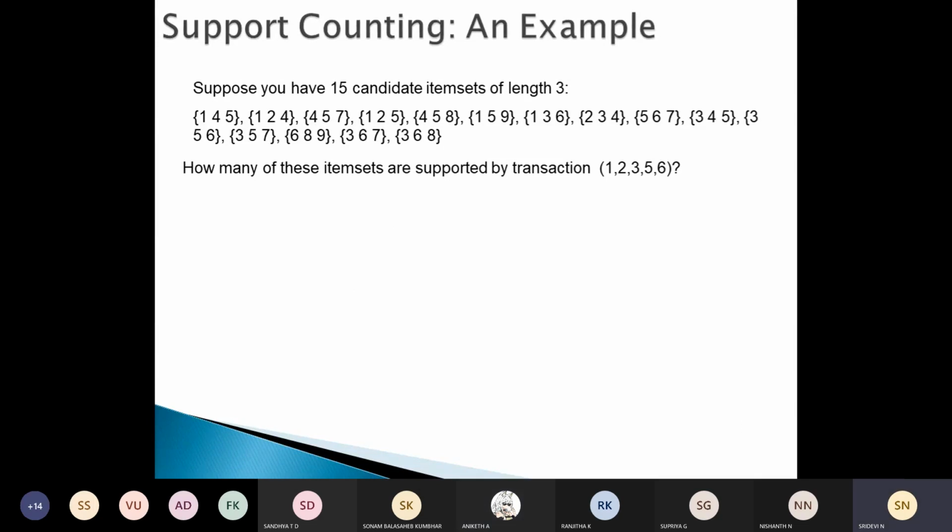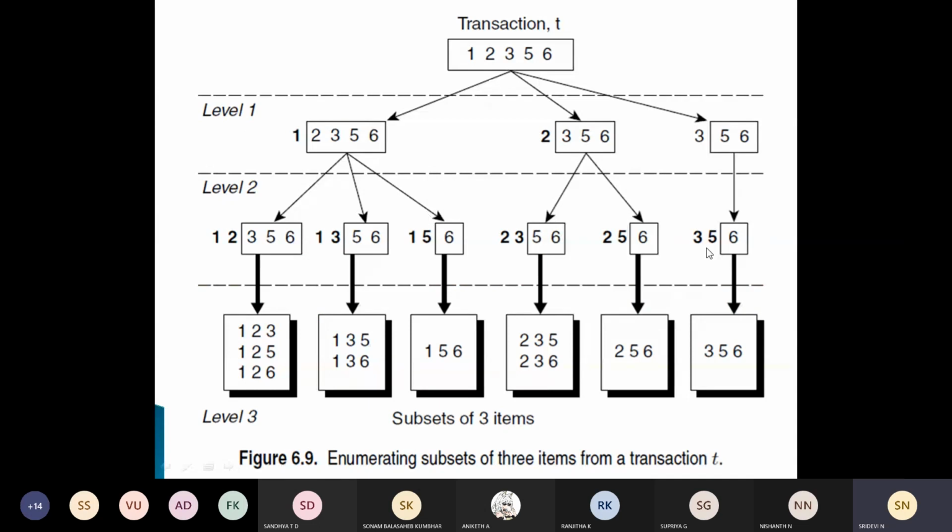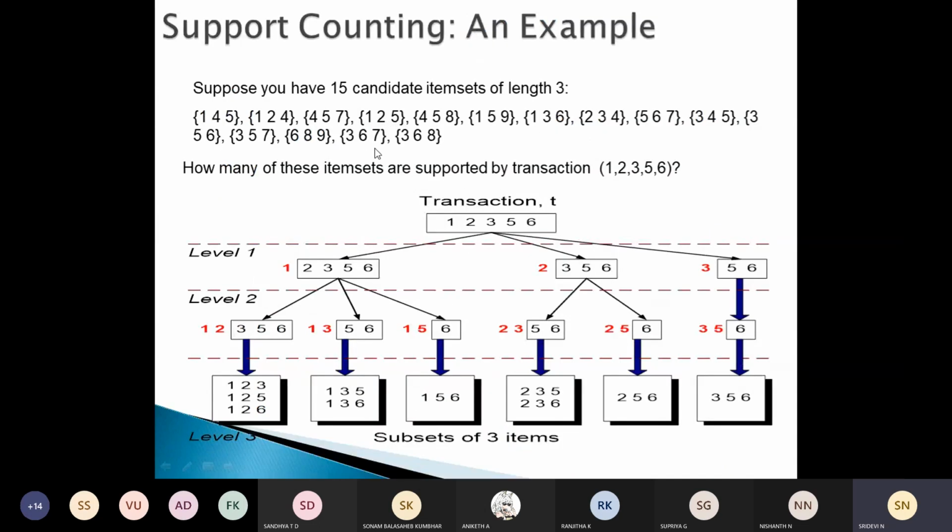So we have an example for support counting where we will have 15 candidate item sets, each of length 3. And we have to find out how many of these item sets are supported by the transaction 1, 2, 3, 5, and 6. For this, we construct the transaction tree. Now, for these items, we need to construct a tree and then find out how many item sets will be supported by this transaction 1, 3, 5, 6.